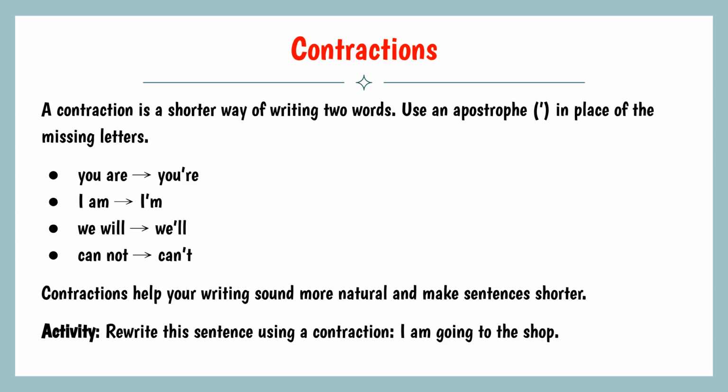Let's recap. A contraction joins two words together. An apostrophe shows that letters are missing. Contractions make writing sound natural and easier to read.